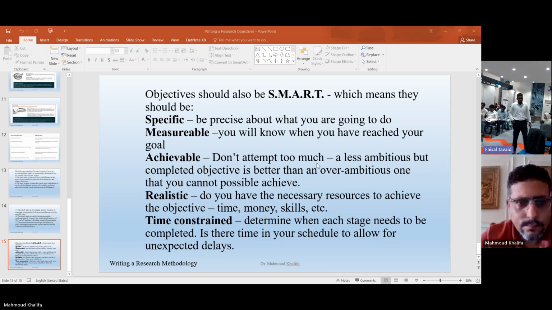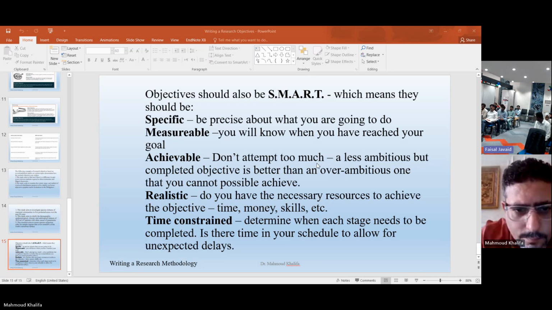Myself is Abdul Samad. I'm a second semester student. My question is, can the research objective cover the research problem? If yes, then how? If no, then why?